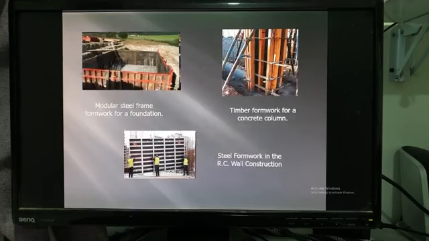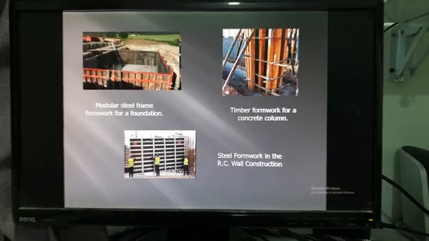Okay. So these are some of the systems of formwork. This formwork uses steel as the frame and some sort of timber for the surfacing. This is typical formwork for concrete column, and this is steel formwork for RC wall. Right, so we are done with formwork.